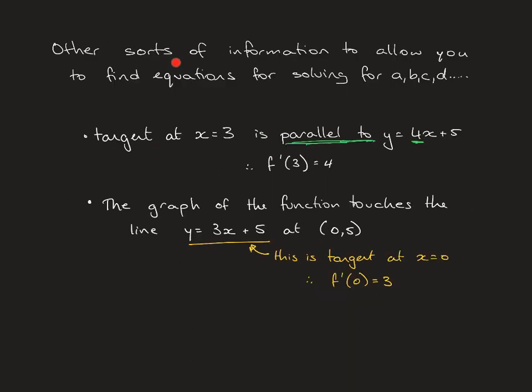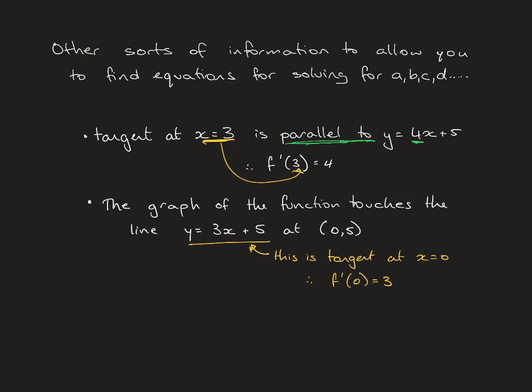And finally, some of the other sorts of information that they give you that allow you to find equations for solving for a, b, c and d. They might say something like the tangent at x equals 3 is parallel to the line y equals 4x plus 5. That means the tangent has a gradient of 4, and the gradient of 4 is the derivative evaluated at that particular point, x is equal to 3. So that 3 goes in there.